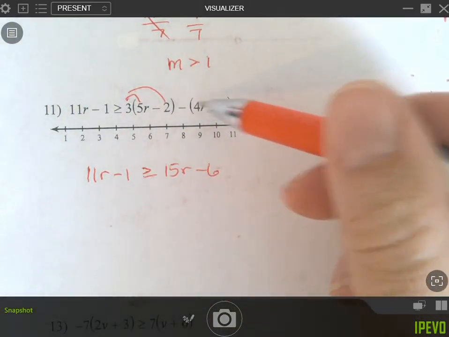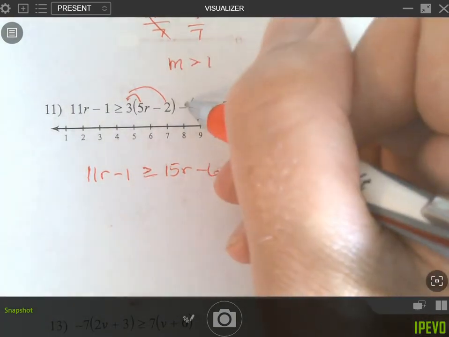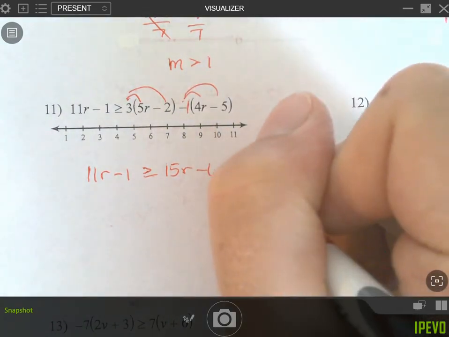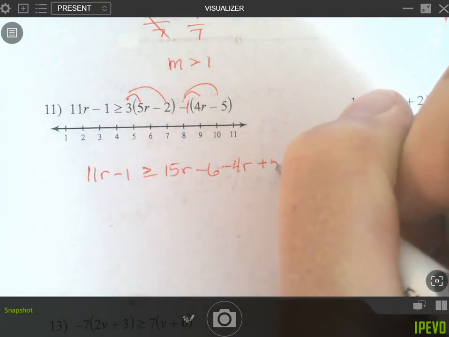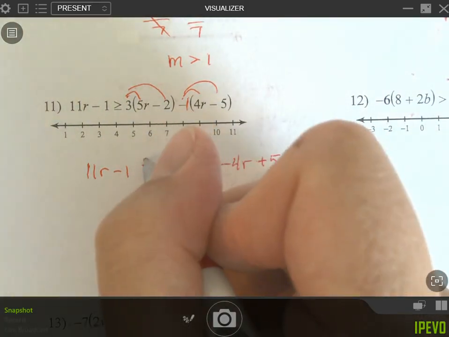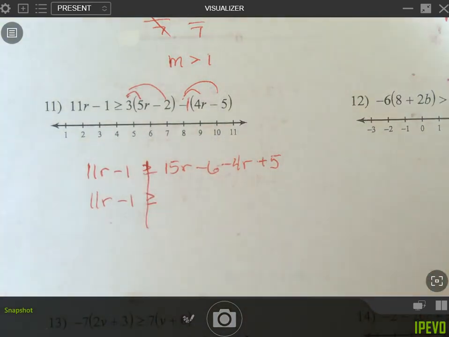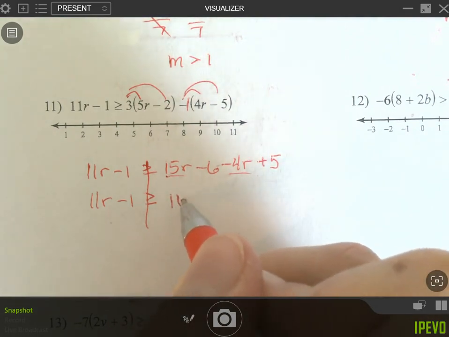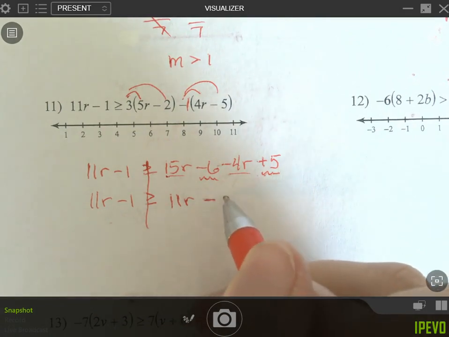Now, what about this minus and the 4r minus 5? Isn't that like a negative 1 there? So I'm going to distribute that, and it's going to be a negative 4r, and a negative times a negative is a positive 5. Okay, so the left is just staying as it is, 11r minus 1, still greater than or equal to, don't lose that sign. Let's add like terms. Don't cross the line, don't change the sign. 11r minus 6 plus 5, what do we get? Minus 1?